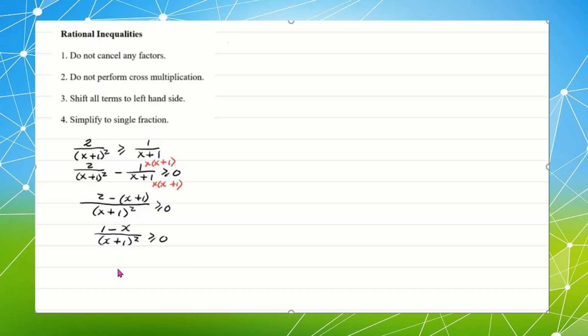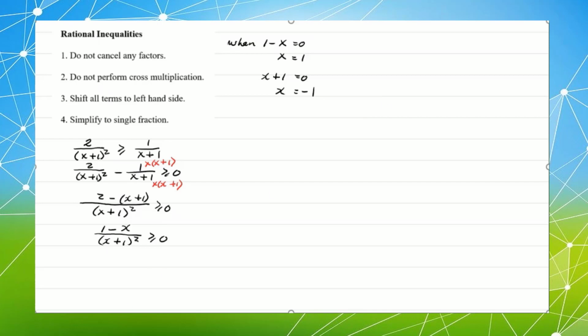Next, we need to find the value of x that makes this numerator become 0, and the value of x that makes this denominator become 0. To do that, we set the numerator, which is 1 minus x, equal to 0. So x is 1, which means 1 will make the numerator equal to 0. As for the denominator, when x equals negative 1, this value of x will make the denominator become 0.